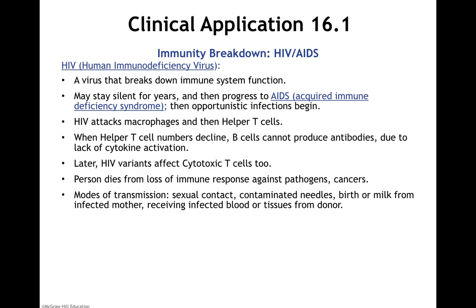Human immunodeficiency virus is a virus that breaks down the immune system. It can stay silent for years and then progress to AIDS, or acquired immune deficiency syndrome, which would lead to opportunistic infections. HIV attacks macrophages, and from there it goes to helper T cells. It really gets rid of the CD4 positive helper T cells. Without helper T cells, the B cells don't do what they are supposed to do as effectively. HIV variants can also affect cytotoxic T cells, but cytotoxic T cells also require helper T cells. Eventually, a person would die from the loss of immune response against pathogens or cancer.